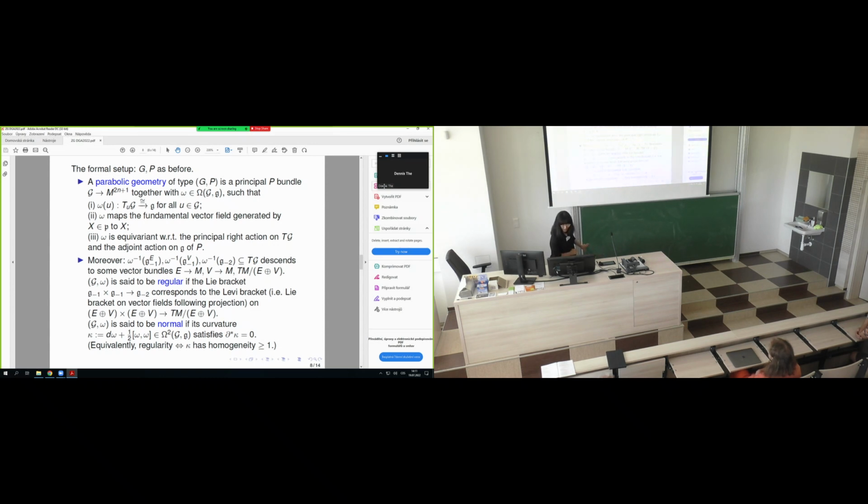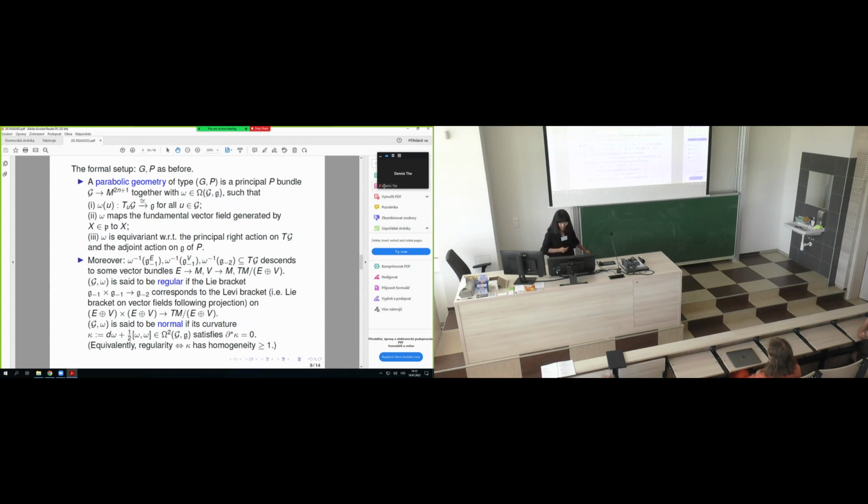And with such properties, these components of the Lie algebra will correspond to some vector space in TG, which further descend and define some rank 1, respectively rank n, distributions on M. And we also have that g_{-2}, that component, will be a trivialization of the quotient bundle of E plus V.